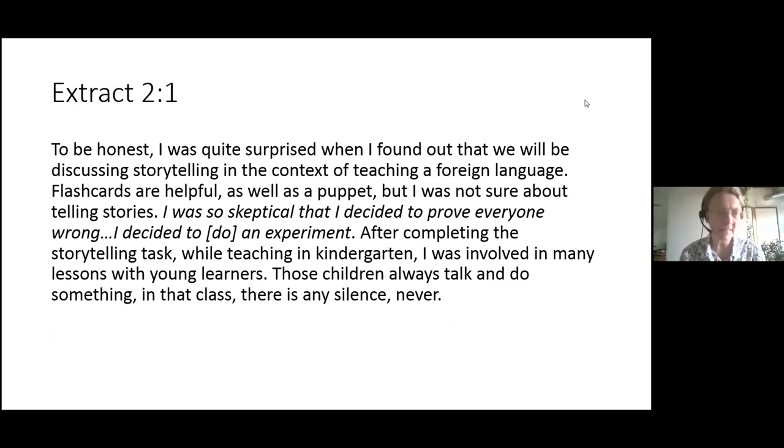Here's a second teacher learner, talking about the same task. To be honest, I was quite surprised when I found out that we'd be discussing storytelling in the context of teaching a foreign language. Flashcards are helpful, as well as a puppet. These were two other tasks that they did. But I wasn't sure about telling stories. I was so skeptical that I decided to prove everyone wrong. I decided to do an experiment.